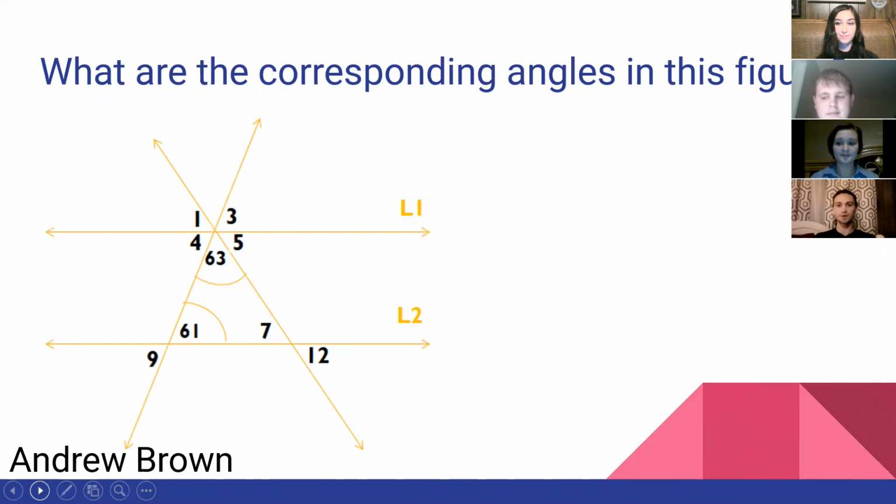And the first ones are 1 and 7, right here, that correspond to each other. And then we have angles 3 and angle 61 right down there at the bottom left part of that inner triangle. And then angle 4 and 9 right there as well. And angles 5 and 12 correspond as well. So these are the corresponding angles within this figure.